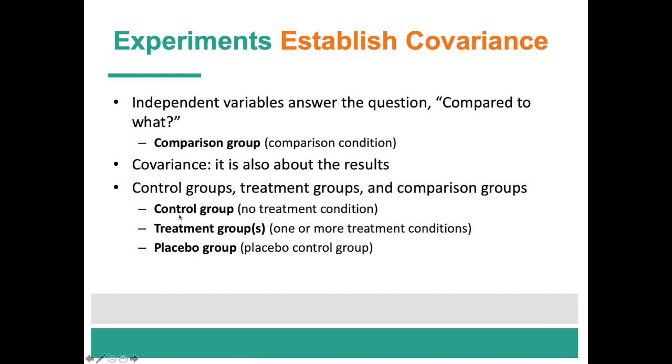So the basic control group is just a no treatment condition. They're not getting anything. The treatment group, there could be more than one treatment condition. So it could be different levels of the treatment, so a lot and not very much. And then there can be a placebo group where it looks like they're getting the treatment, but really they're not. So when there's differences across the groups, that helps establish covariance.